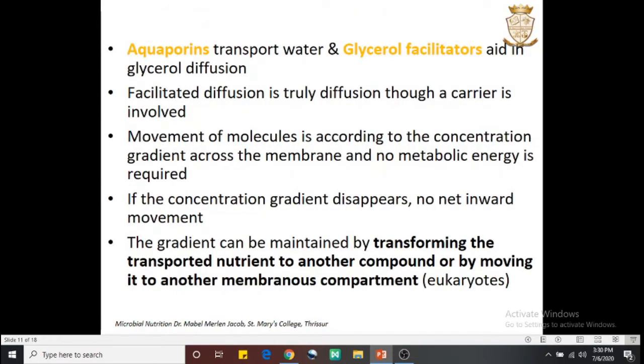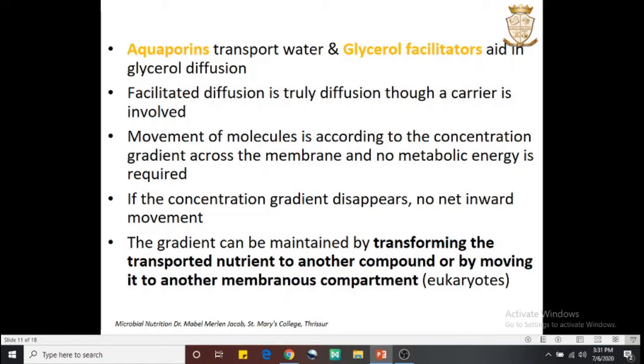Some examples of carrier proteins: aquaporins transport water, glycerol facilitators help in glycerol diffusion. Thus, facilitated diffusion is truly diffusion through a carrier which is involved in the process. Movement of molecules is according to the concentration gradient across the membrane and no metabolic energy is required. If the concentration gradient disappears or an equilibrium is reached, there is no net inward movement. There is no further movement of nutrients.